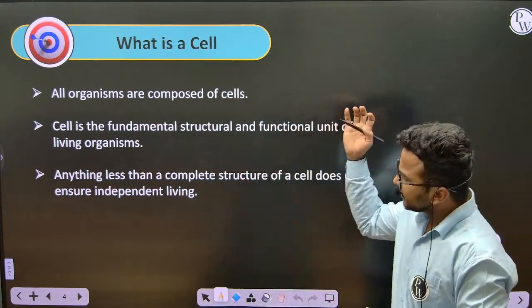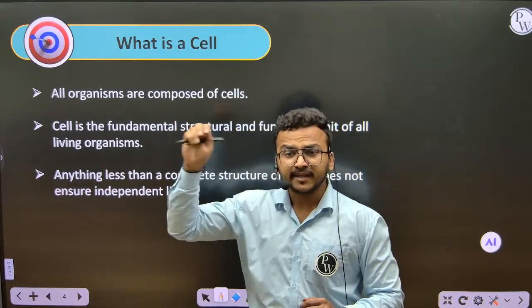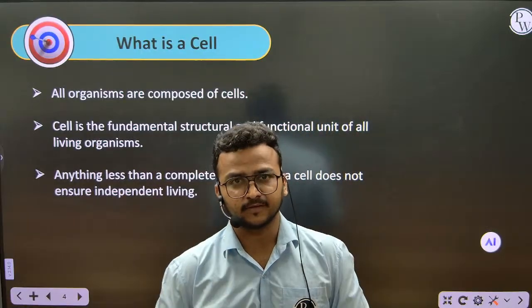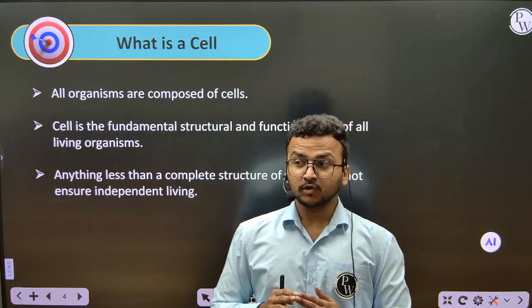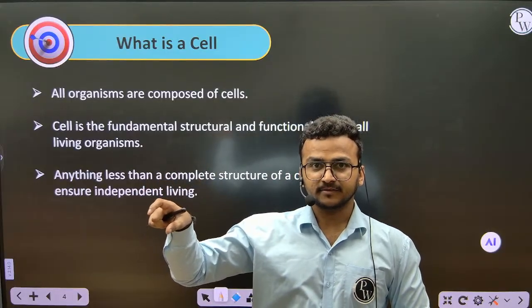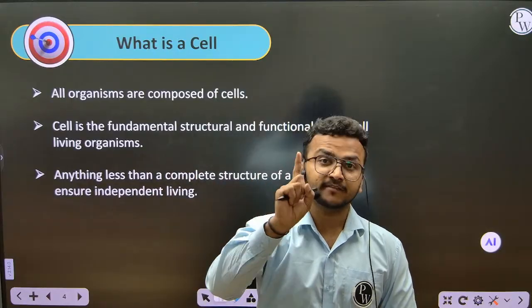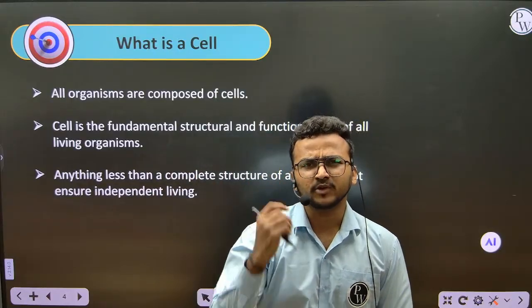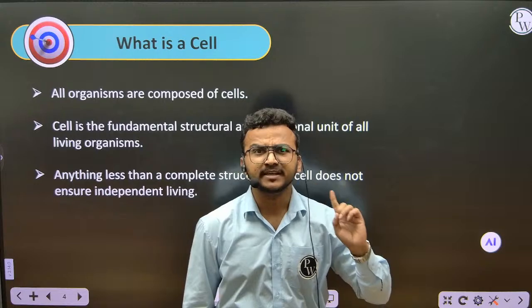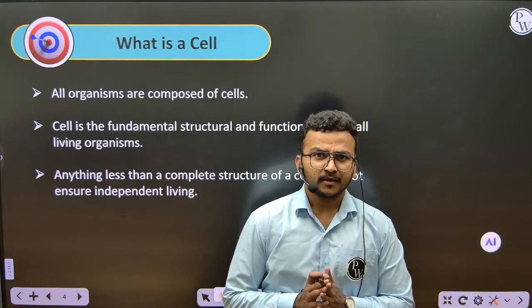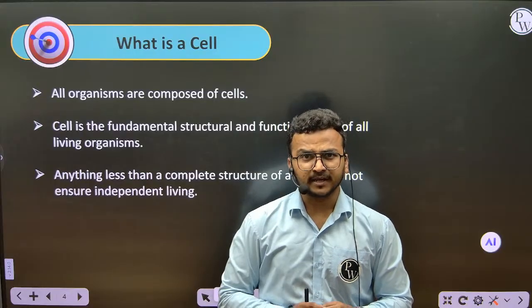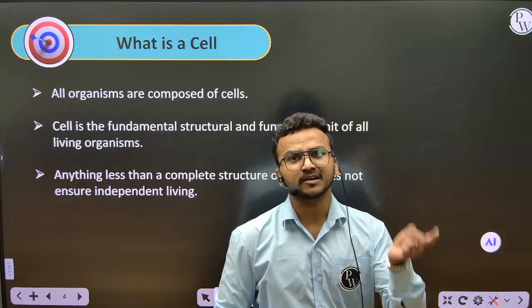Anything less than a cell, we don't call a living cell or a living organism. To call something an organism in a living state, it should have at least one single cell. Whether unicellular or multicellular, at least a cell should be there in an organism so that I can call it a living organism. Anything less than that is non-living.